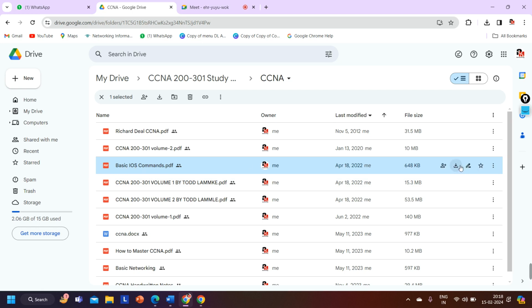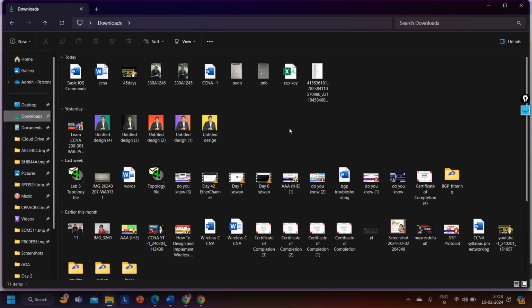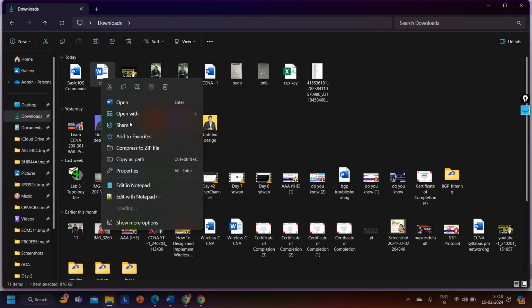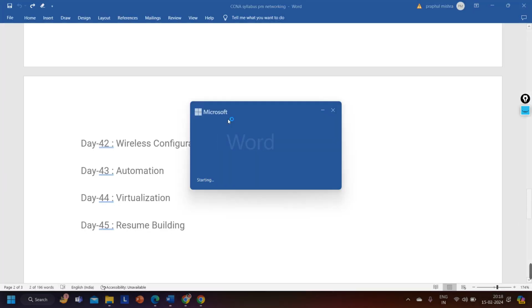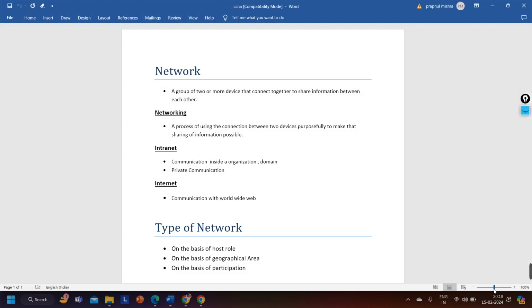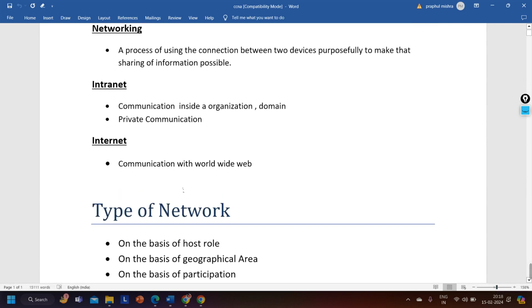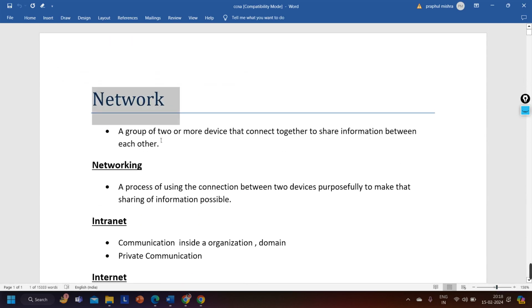So if I download this one, see, this one is also downloading, and I have downloaded one CCNA docs file. So see guys, this is my CCNA note. If I open it here in, let's say, Word, yes, see, from the basics, like what is a network? A group of two or more devices that connect together to share information between each other, that is what a network is.